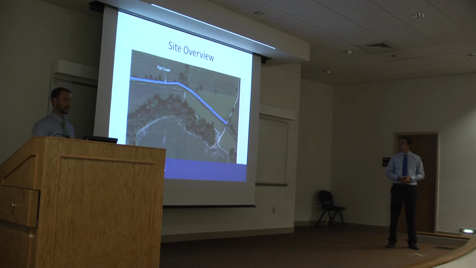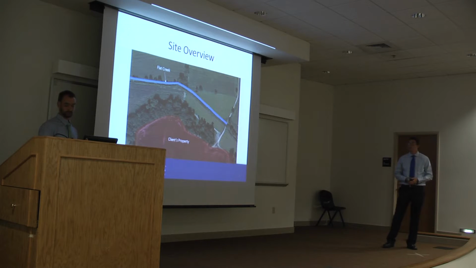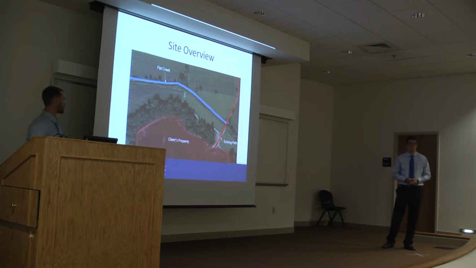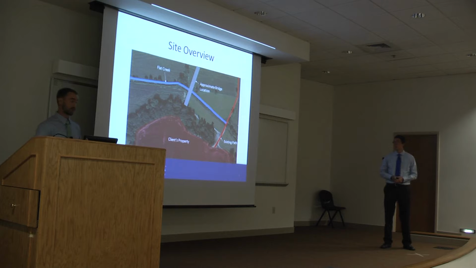Highlighted here is Flat Creek, and this red area here is the client's property that they are actually wanting to gain access to. This is the existing path that they now use to cross the creek to get access to this property. And this is the approximate bridge location.